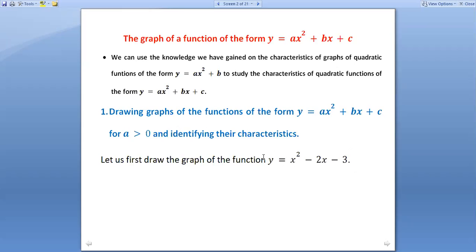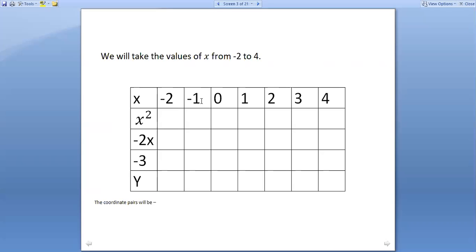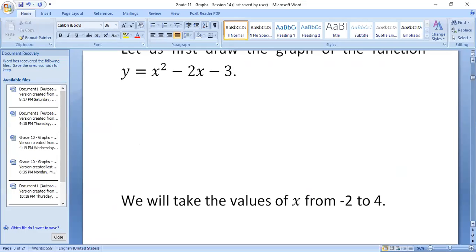In order to draw this graph, I need the points to plot on the Cartesian plane. Therefore, to find the points, I am going to complete this table. Here I have taken the x values from -2 to +4, and you have to find the values which come to these cages. Okay, let us do it.